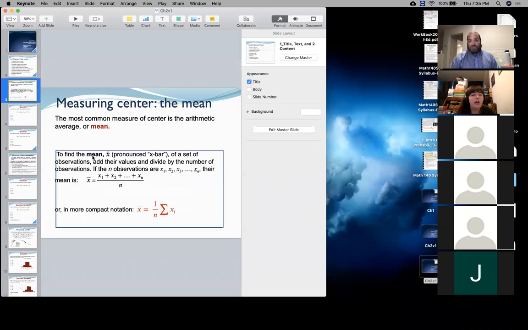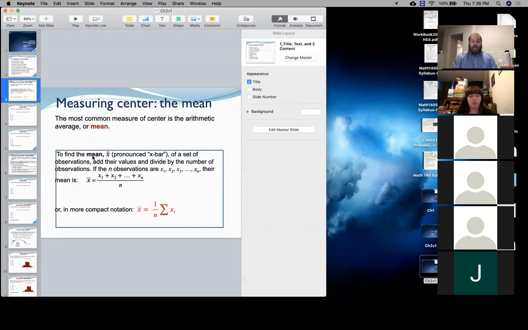So, measure of the center. The last chapter had no math in it, and the math starts now. The most common measure of center is what is normally referred to as the average. It's more appropriately referred to as the mean, or technically the arithmetic mean, because there is a different type of mean called the geometric mean, which we're not going to worry about. But the first measure of center is called the mean.